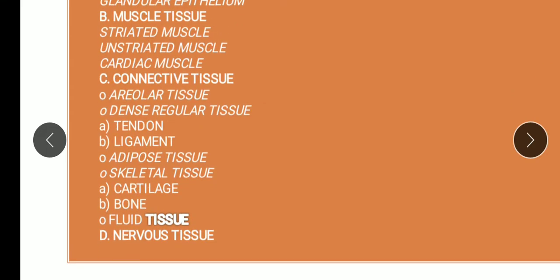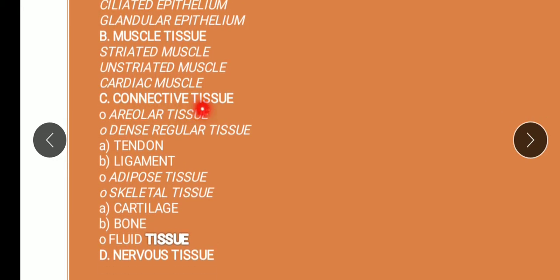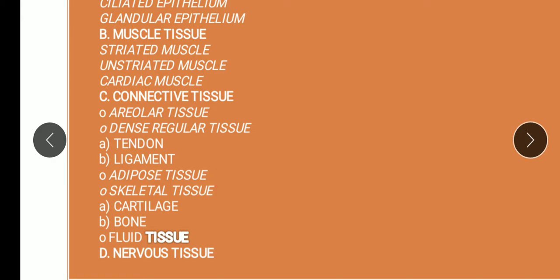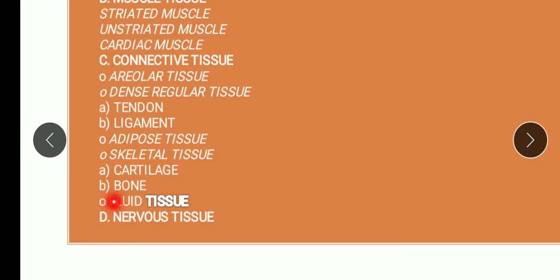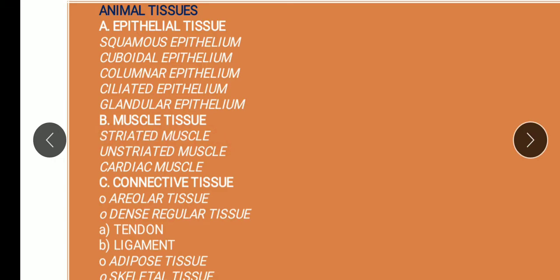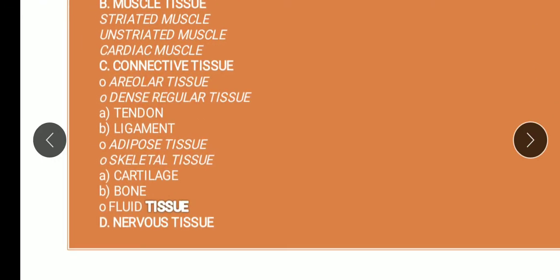Next we will study the connective tissue. Connective tissue is of different types like areolar tissue, dense regular tissue in which tendons and ligaments, then adipose tissue. Then the next type of connective tissue is the skeletal tissue, where we will study the cartilage and bone, and the last is the fluid connective tissue, in which we will study blood and lymph. And the last type of tissue is the nervous tissue. So basically four types of tissues and their details: epithelial tissue, muscular tissue, connective tissue and the nervous tissue.